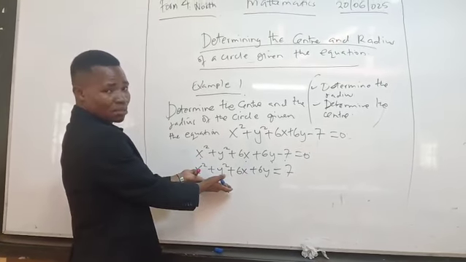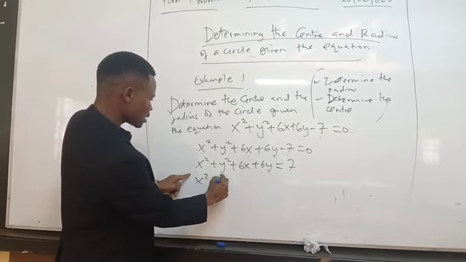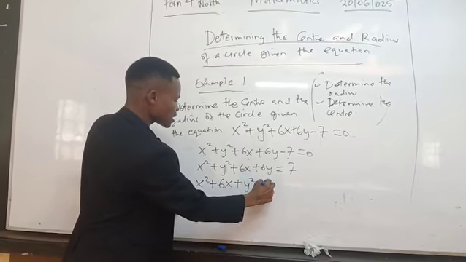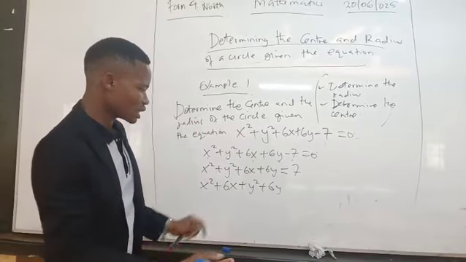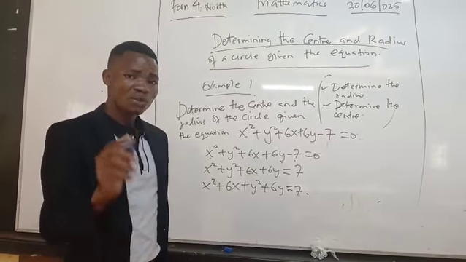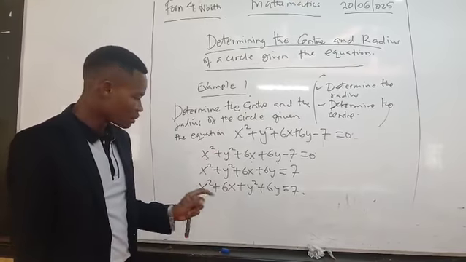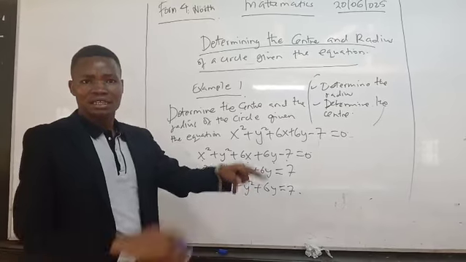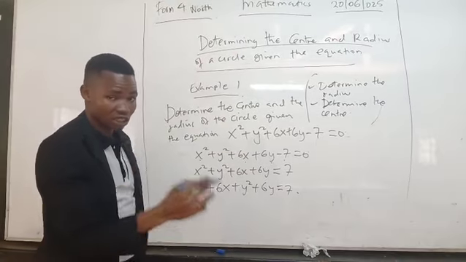Let us also collect the like terms in this area. We have x squared plus 6x plus y squared plus 6y. It means we will group the ones that look similar together. Then this is equal to 7. But from your knowledge of the completing square method in Form 3, you remember how we were dealing with it. You take half the coefficient of x or y, then you square it, for both sides, and even on the other side after the equal sign.